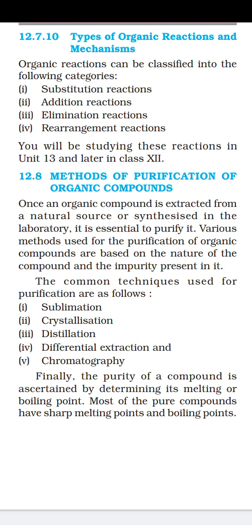Organic reactions can be classified into the following categories: substitution reactions, addition reactions, elimination reactions, and rearrangement reactions.